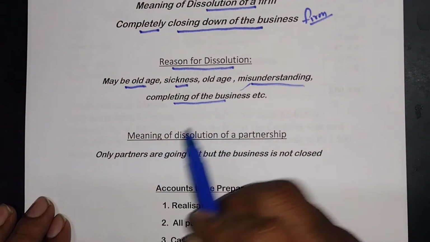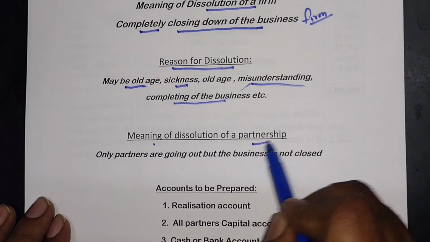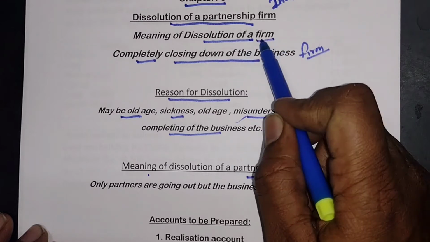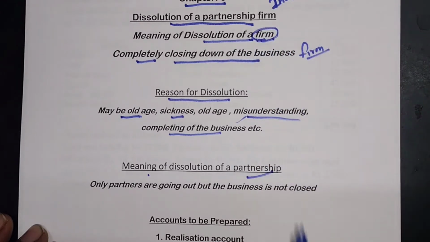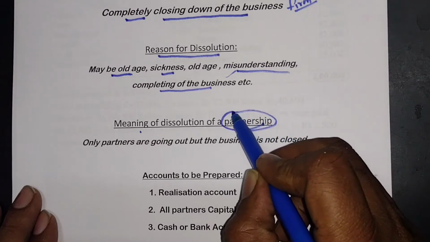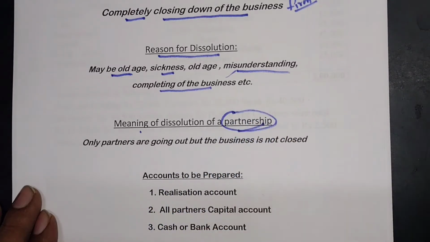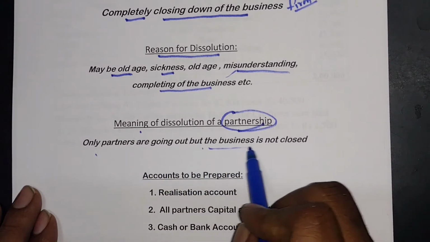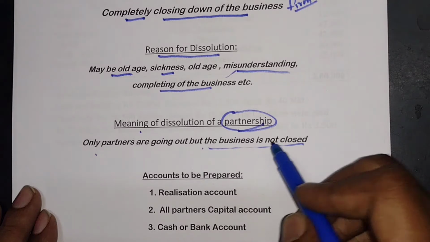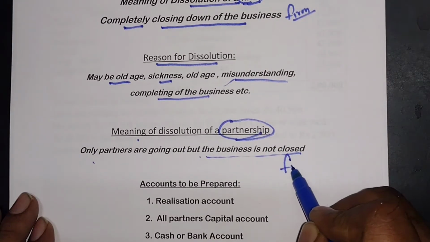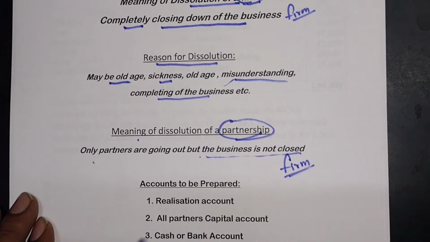Yes. And another meaning is the meaning of dissolution of your partnership. The very first one discussed is the meaning of dissolution of your firm. Firm means the business is entirely closed. And here it is dissolution of partnership. It means that the business is not closed, only the partners are going out. See the meaning? Only the partners are going out, but the business is not closed. But the accounting procedure in this chapter we are going to do on the basis of firm.